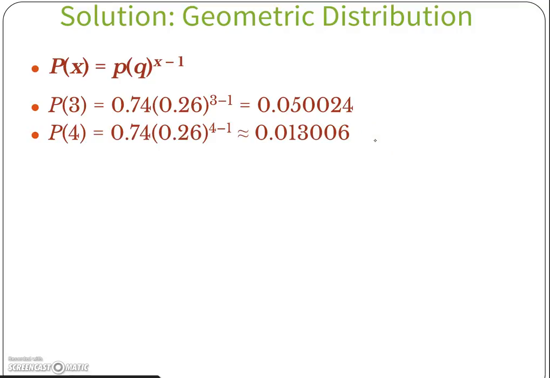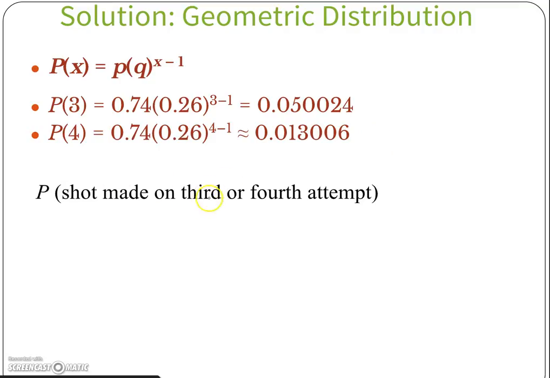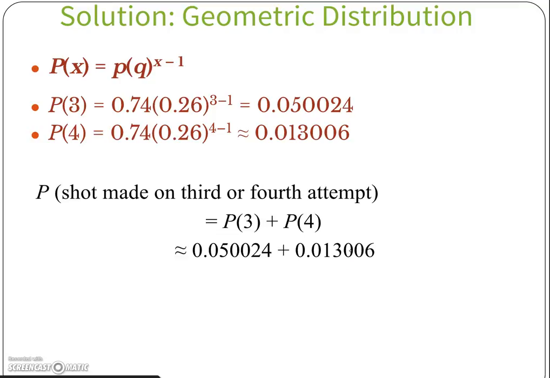And you get that. Since we want to know the probability is made on the third or fourth attempt, we're going to add our two probabilities together. And when we add our two probabilities together, you get 0.063. And that is an example of a geometric distribution where you keep trying until a success occurs, and you're finding the probability that the success occurs on the X trial.